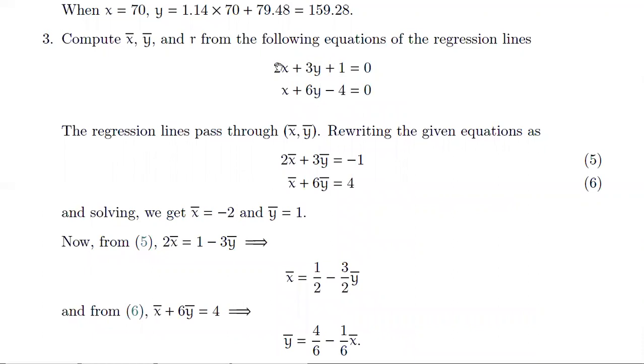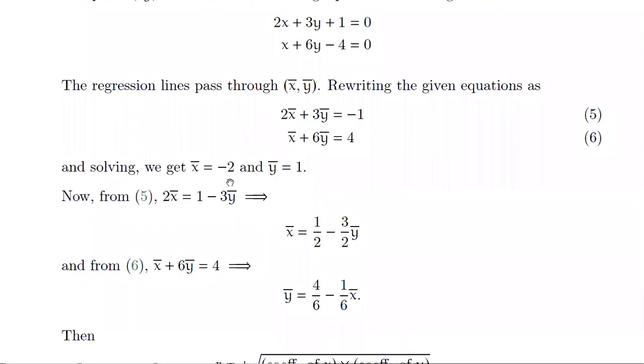So first of all, we know that these regression lines will pass through the point x bar comma y bar. So substituting x as x bar and y as y bar in these two equations, we get 2x bar plus 3y bar, taking this plus 1 to the RHS, equal to minus 1, and x bar plus 6y bar equal to 4. So now we have two equations here. And after solving these two equations, we get x bar value as minus 2 and y bar value as plus 1.